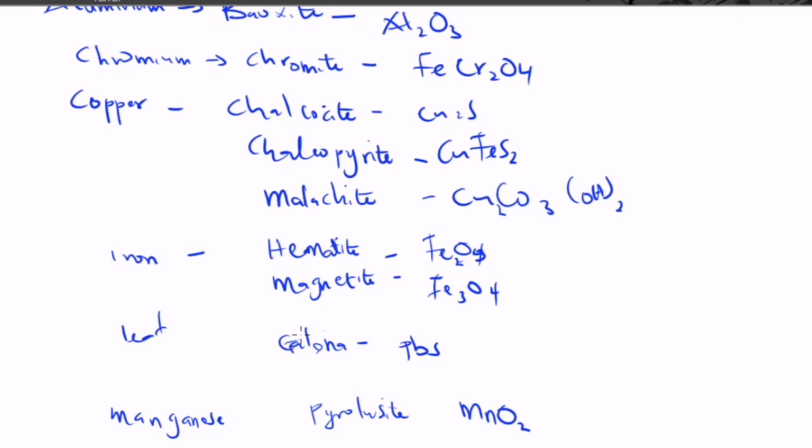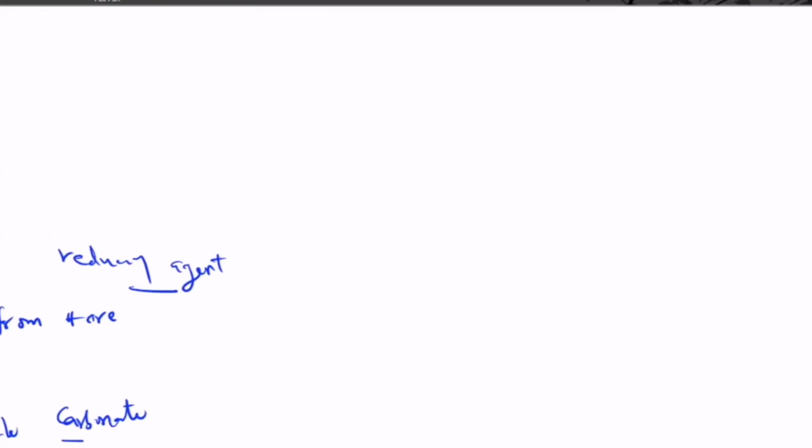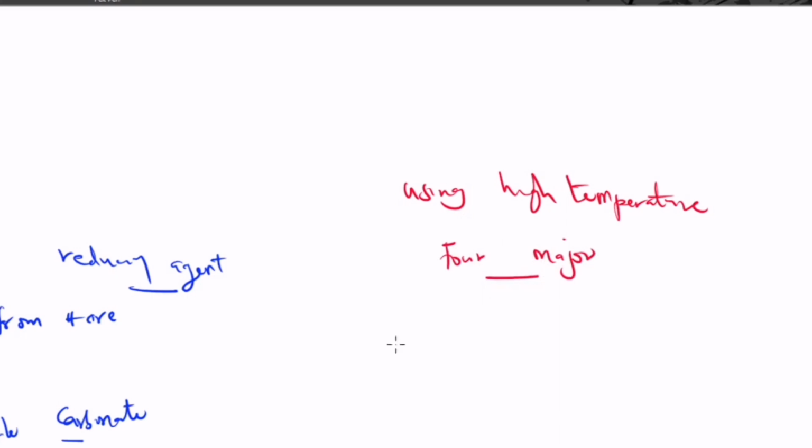Now, as I established, when we talk about pyrometallurgy, we are using high temperatures to obtain free metals. And in this case, there are four major steps. In pyrometallurgy, we have four major steps.